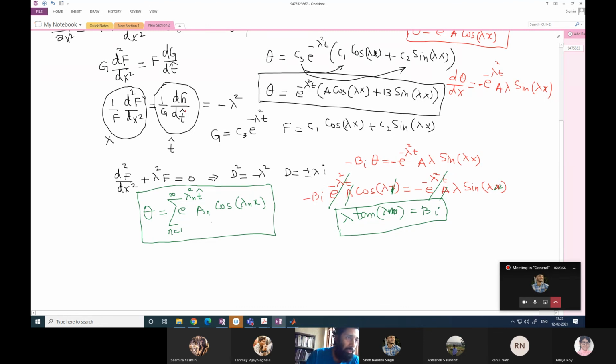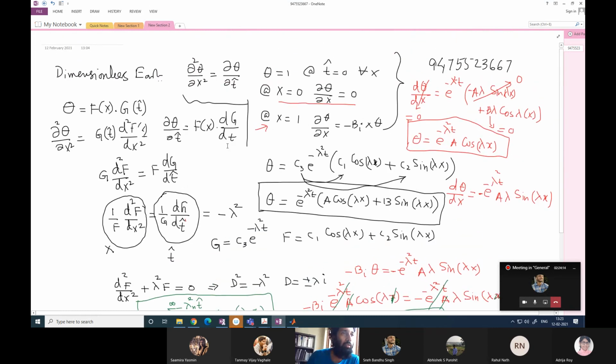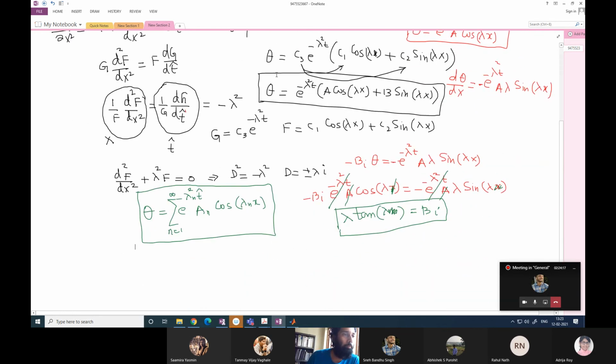Now you have to evaluate this constant. Our attempt to evaluate A failed. Rather, it gave us how to get this lambda, but we still have this unknown n here. So we now use the initial condition. We haven't used that yet. The initial condition is that at t equals 0, theta equals 1. So that says that 1 equals summation of n equals 1 to infinity a n cos lambda n x. This equation will be used for getting the value of a n.